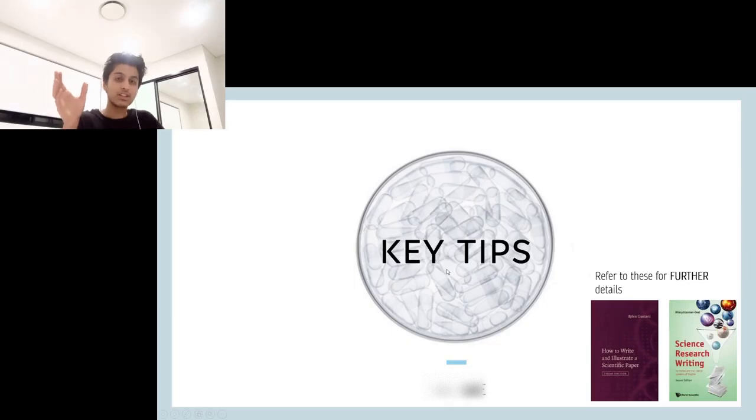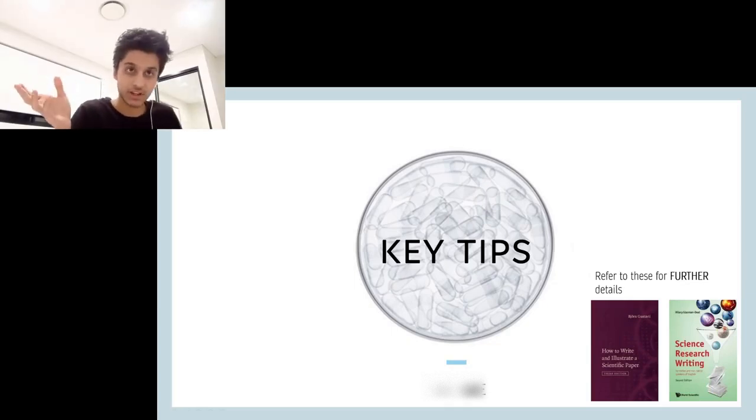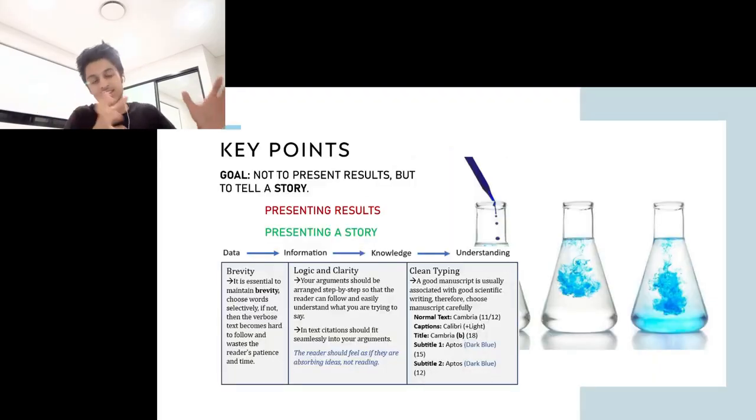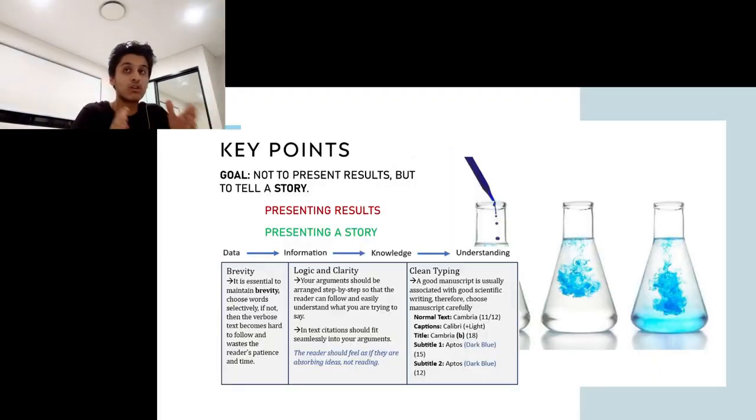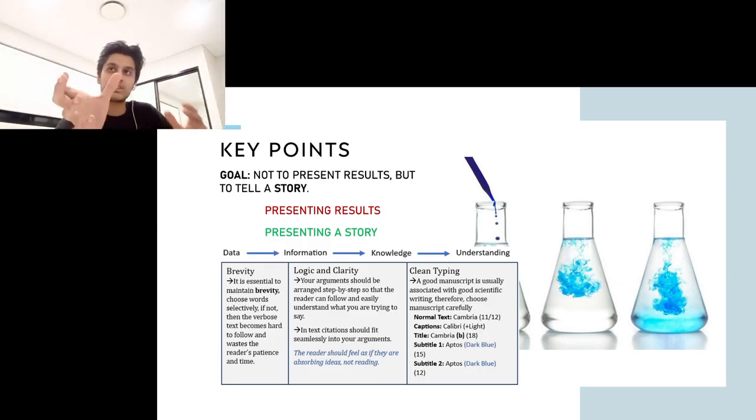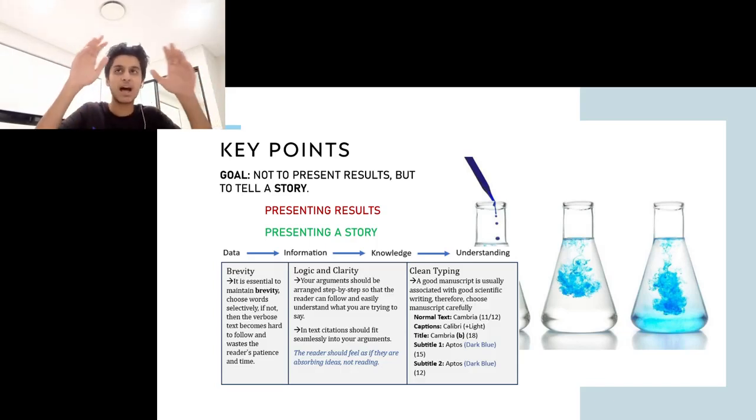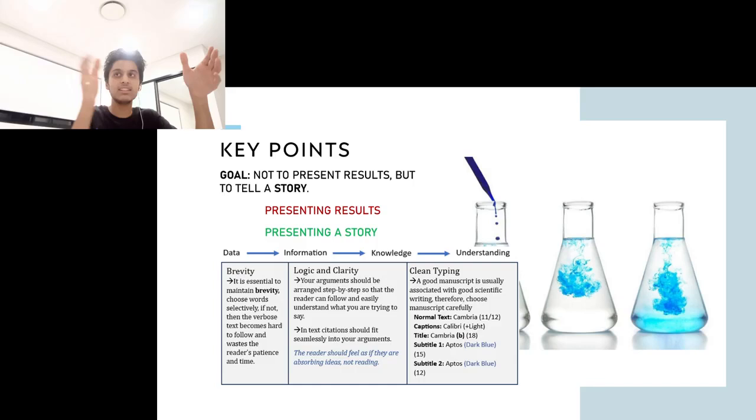Okay, so now let's look at some key tips when it comes to scientific writing. Alright, so when you write a scientific paper, your goal is not just to present results. You need to tell a story. When the main focus is delivering results, the entire paper outlines everything you did and then says something reasonable about it.